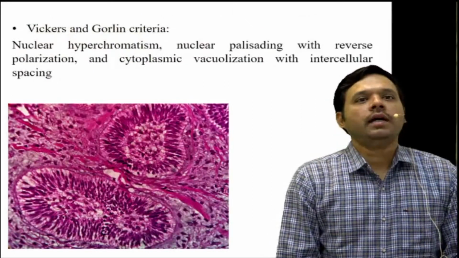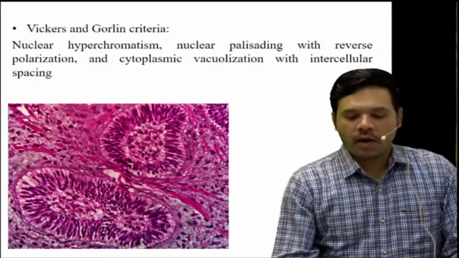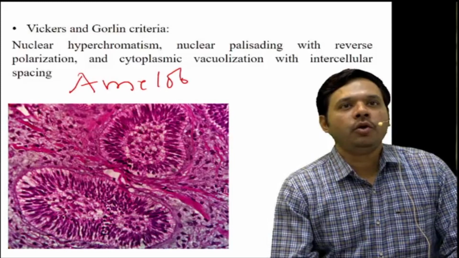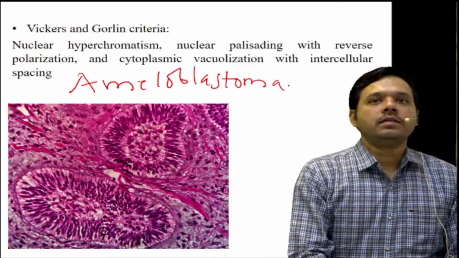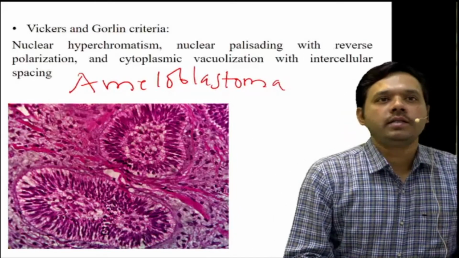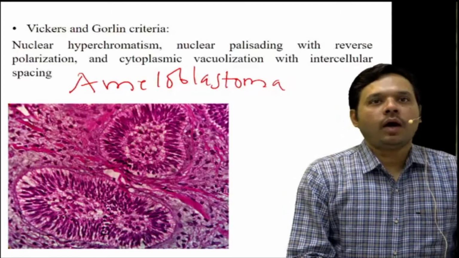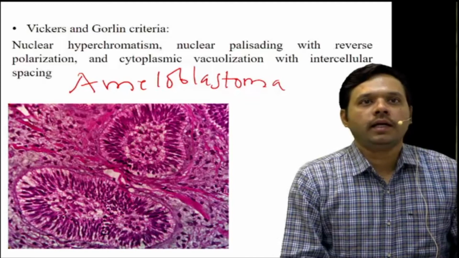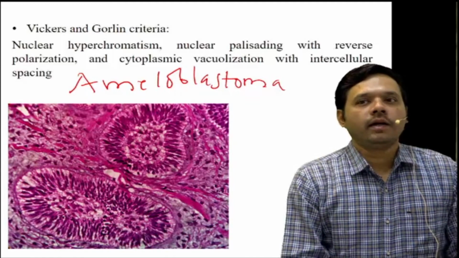This is a histopathological image, typically seen in case of ameloblastomas. Vickers-Garlin criteria is a feature of ameloblastomatous transformation. Suppose a dentigerous cyst is there. One of the complications of a dentigerous cyst is that it can convert into ameloblastoma. So how do we say that ameloblastomatous transformation has occurred in a dentigerous cyst? Histologically, you should see these criteria, the Vickers-Garlin criteria.